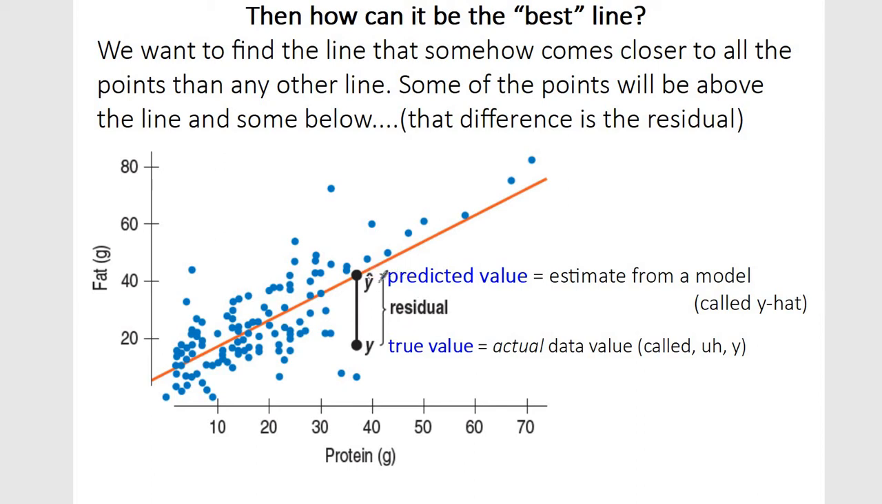Notice that for the predicted value, we changed what the y looks like. It has a little caret on top. That is called a y-hat. Y-hats are the fancy predicted. That's what I would estimate. At least that's how I hear it in my head. That's how I remember y-hat. It's the predicted value. Y is your true value, so from your actual data set. So that's just y.